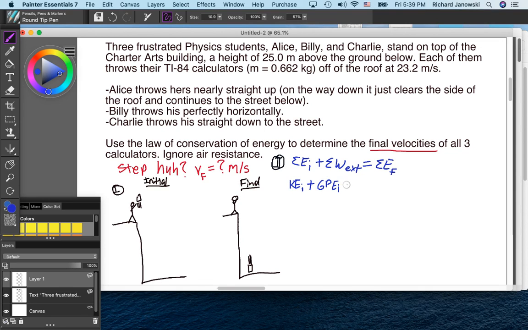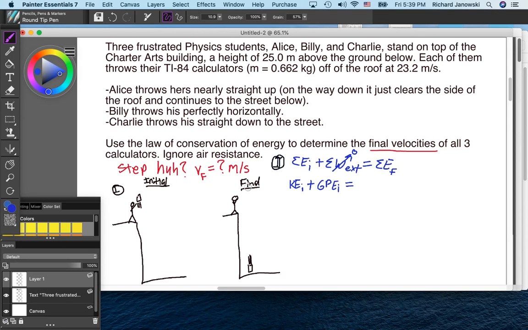So that's that. Now we go on to work external. Well, it says in the problem right here, we're ignoring air resistance. So that's going to be 0. So there is no work external. So we're done with the left side. Now the right side, sigma E final.